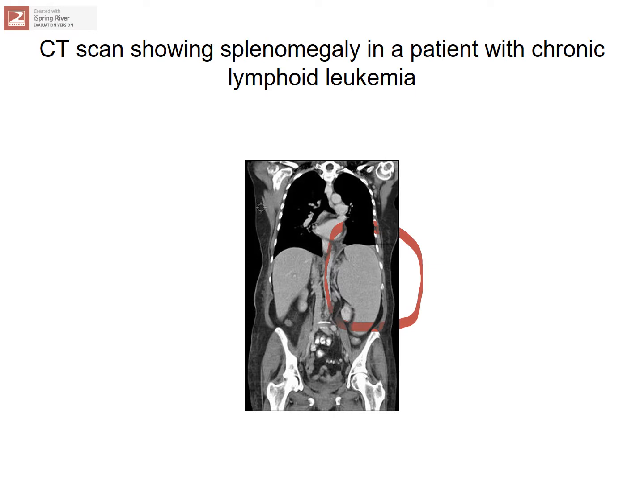This CAT scan, CT scan, shows you an example of splenomegaly in an individual with a chronic lymphocytic leukemia. The spleen is circled, and you can see how, I would tell you, it is very large compared to what it normally should be.